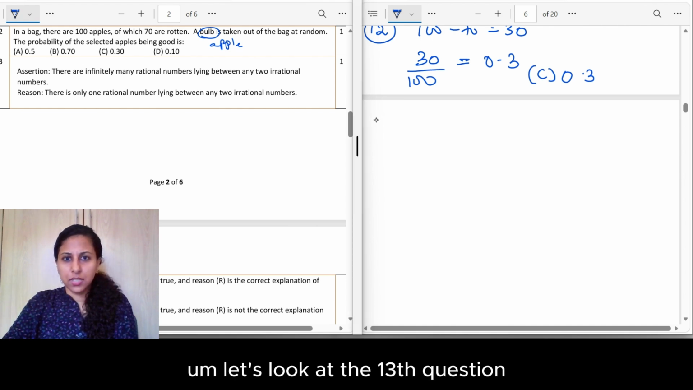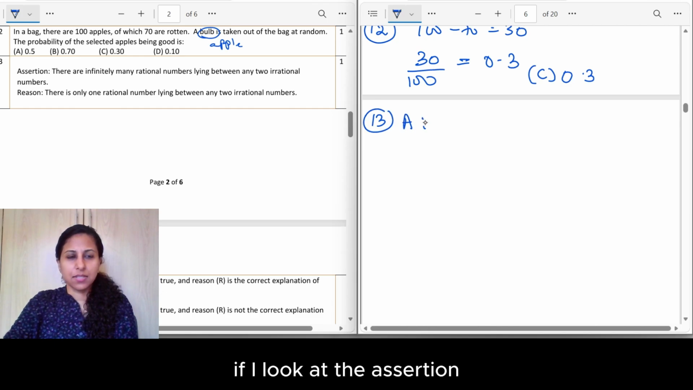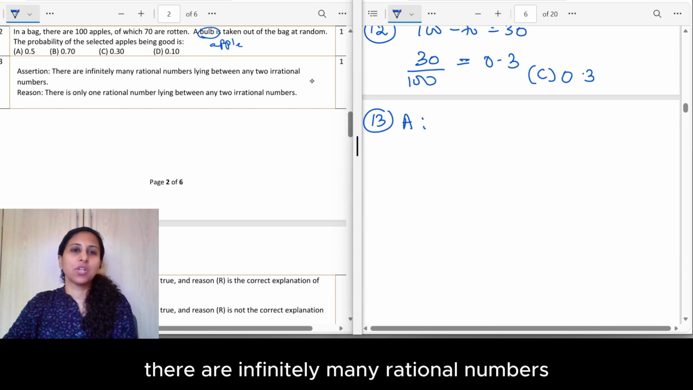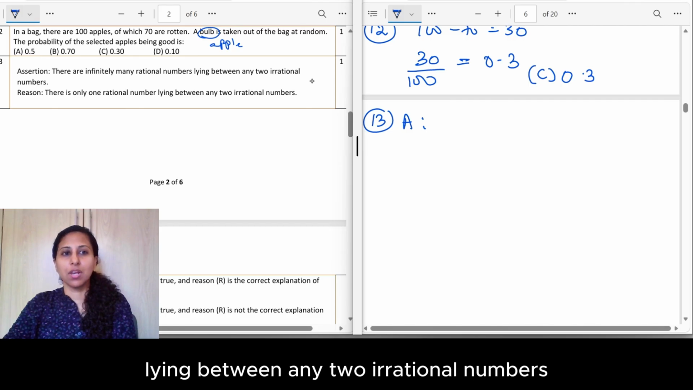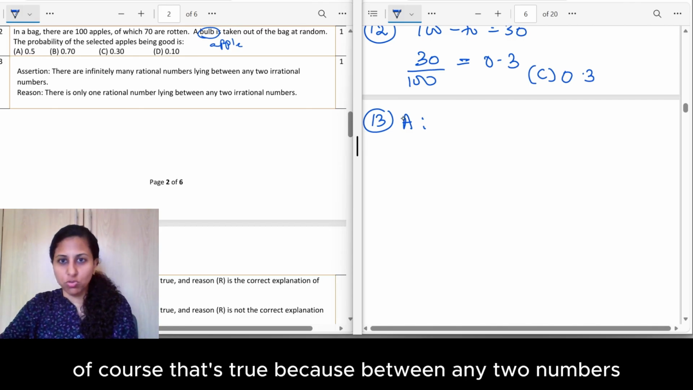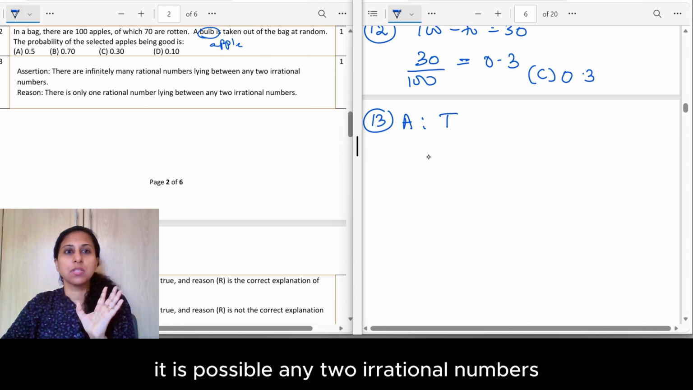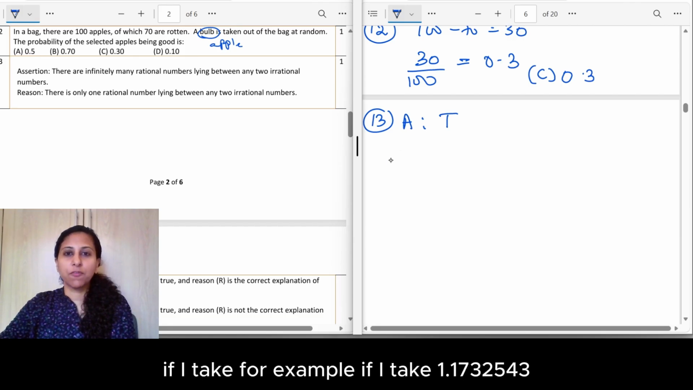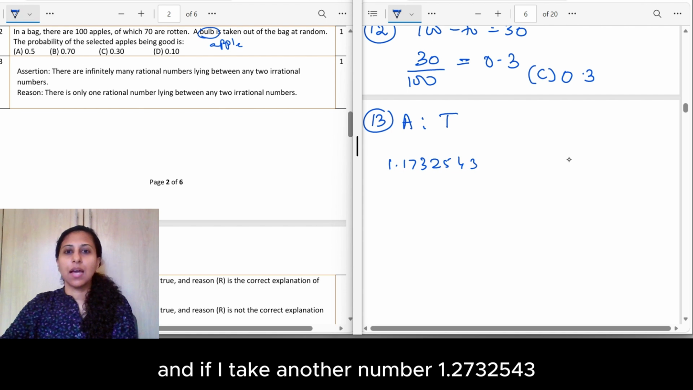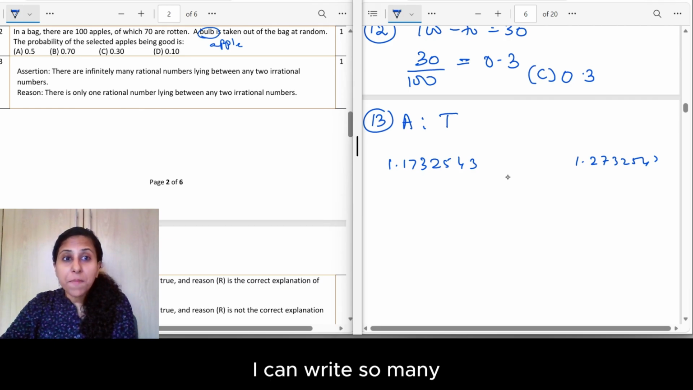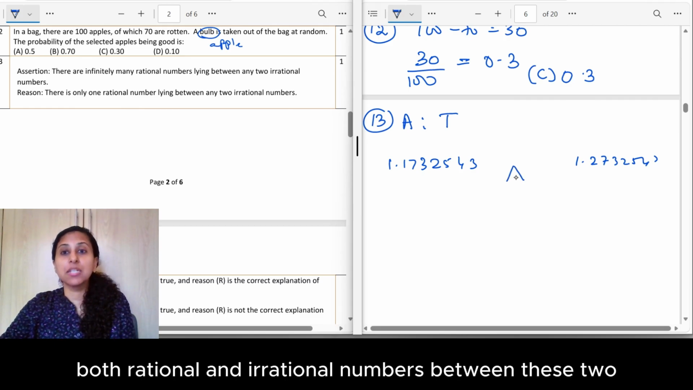Let's look at the 13th question. If I look at the assertion, there are infinitely many rational numbers lying between any two irrational numbers. Of course, that's true because between any two numbers, you can write infinitely many numbers. It is possible. Any two irrational numbers if I take, for example, 1.1732543, and if I take another number 1.2732543, I can write so many both rational and irrational numbers between these two.